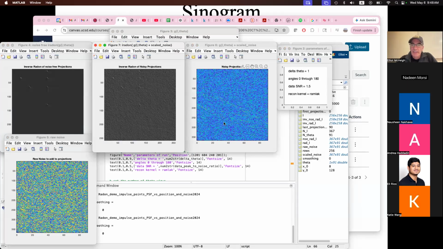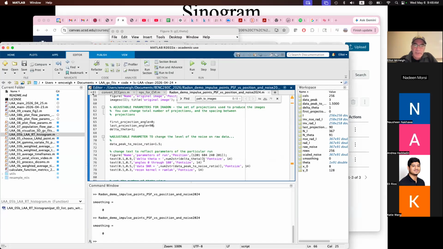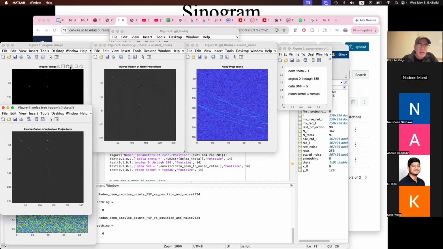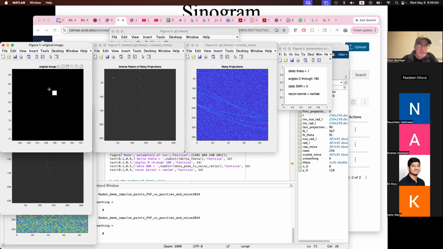And this is what the raw data looks like. Oh, actually, we should make the peak signal to noise ratio, which is here, let's make it 5 so that we can actually see the data. Okay, so now the noise is down here. Our beginning projection, or our original data, looks like this. It's just this box, right?